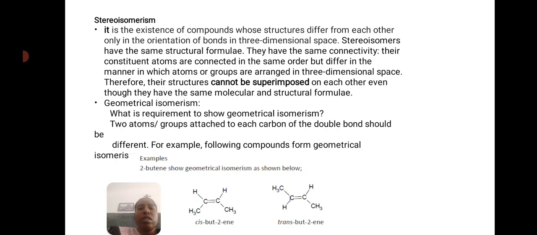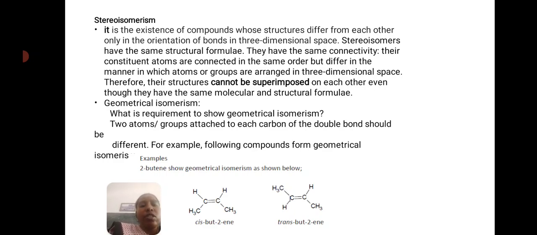Geometrical isomerism has criteria like: the two atoms or groups attached to each carbon of the double bond should be different. For example, here cis-2-butene and trans-2-butene. In the first one, the methyl groups are at the same position, on the identical side of the carbon atoms, but in the trans position they are opposite to each other. So cis is the identical position and trans is the opposite position. These are geometrical isomers.